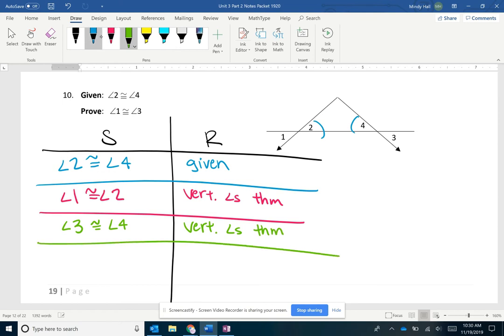And then if I'm trying to say angle 1 is congruent to angle 3, notice I kind of have a chain. 1's congruent to 2, 2's congruent to 4, 4's congruent to 3, so 1's congruent to 3. So this would be the transitive property of congruence. Okay?